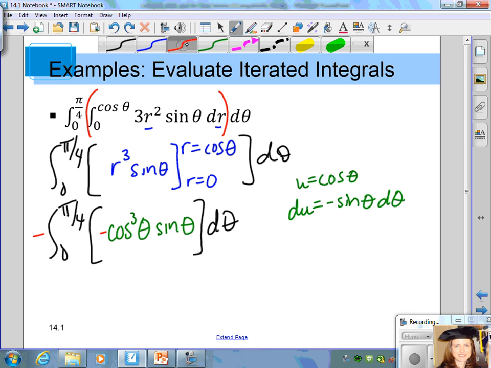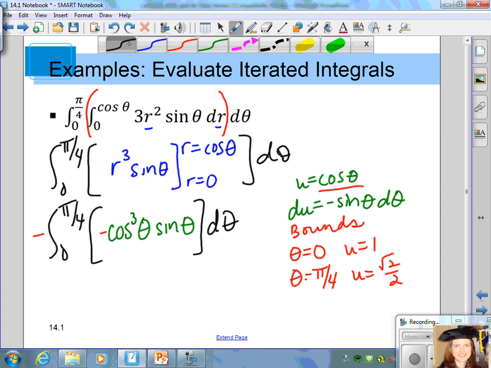If you want to adjust your bounds of integration so that you can save a step on substituting back in, your lower bound for theta was theta is equal to 0. So if you plug in 0 for your lower bound, you get your new lower bound for u is equal to 1. Your upper bound for theta was theta is equal to pi over 4. So when you plug that into what you use for your u substitution, the cosine of pi over 4 is equal to the square root of 2 over 2. So you can make the adjustments in your bounds of integration when you rewrite this in terms of u.